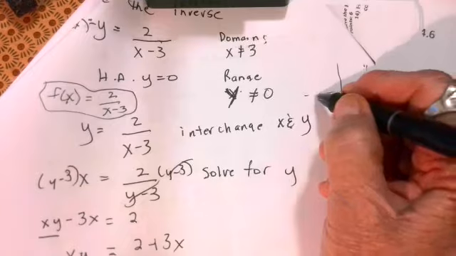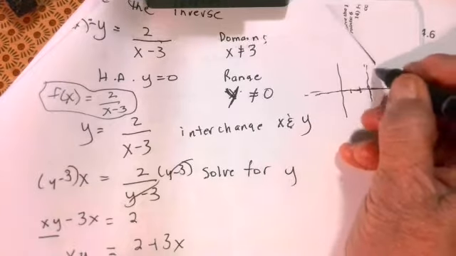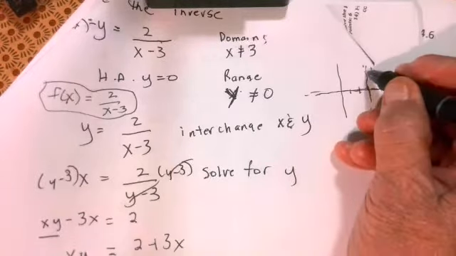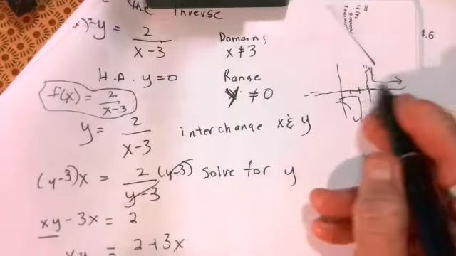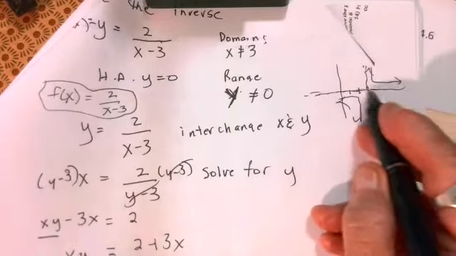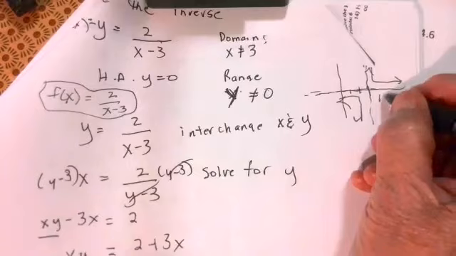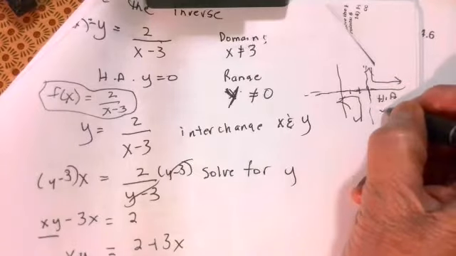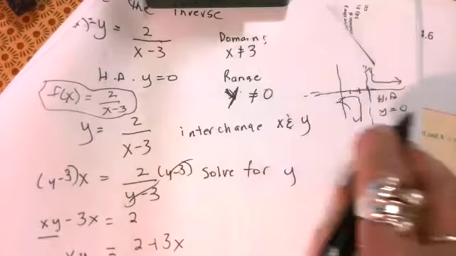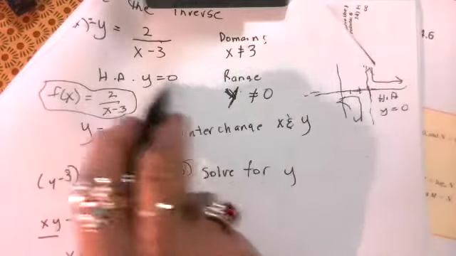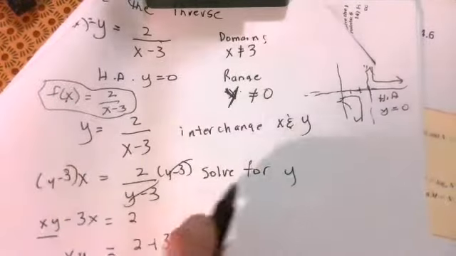The horizontal asymptote doesn't change. So it's going to go like this, and then the other side's going to go like this. So anyways, it's not ever going to cross over the horizontal asymptote, and the horizontal asymptote is just y equals 0. So the range is that y isn't 0. So that's the horizontal asymptote, but it doesn't cross it.